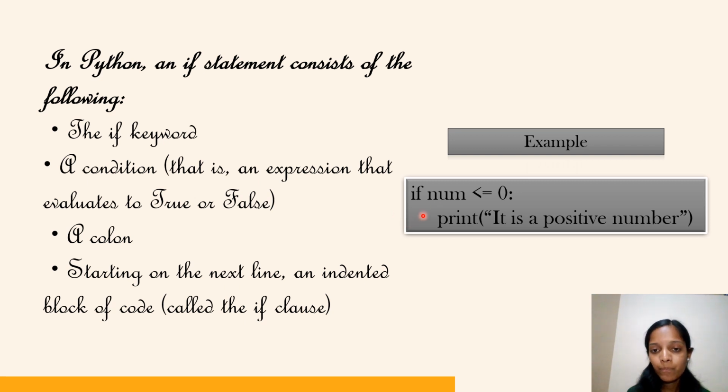If is a keyword, num greater than or equal to 0 is a condition, and print it is a positive number is a statement. If the number is greater than or equal to 0, then this statement is printed that it is a positive number. If this number is less than 0, for example, we give input as -1, then it does not print this particular statement. It just is not executed.